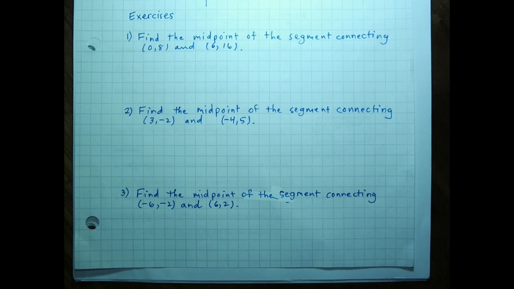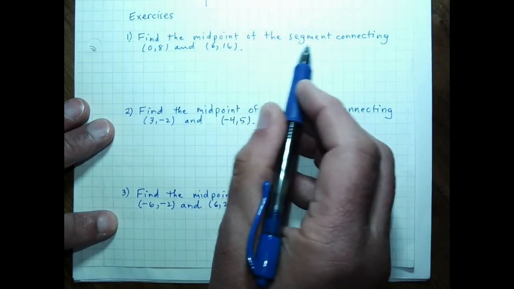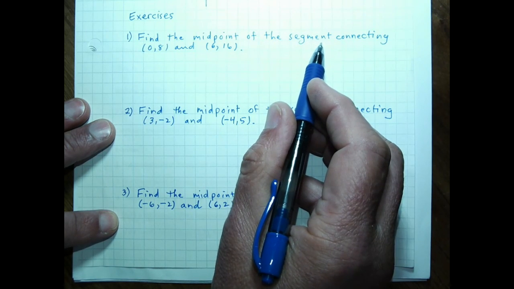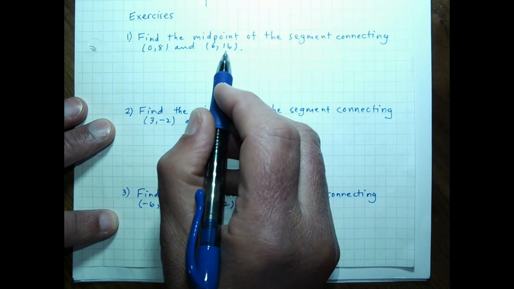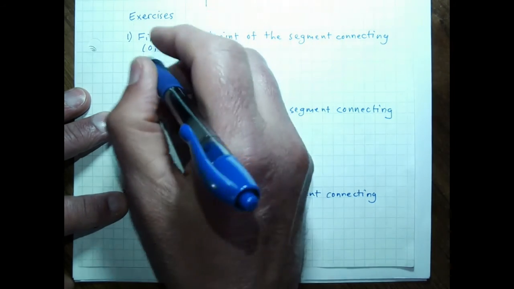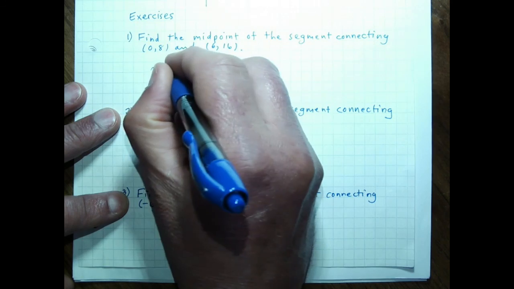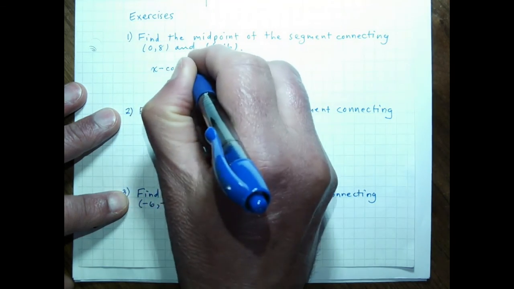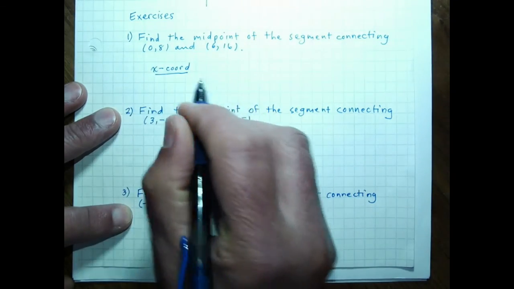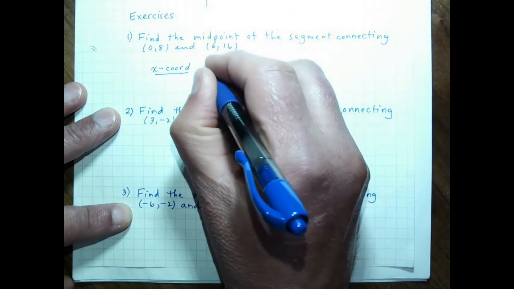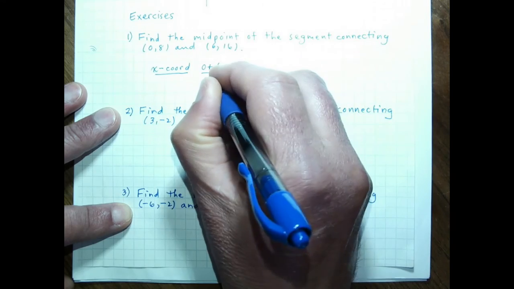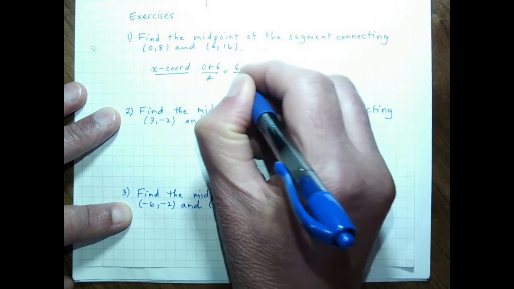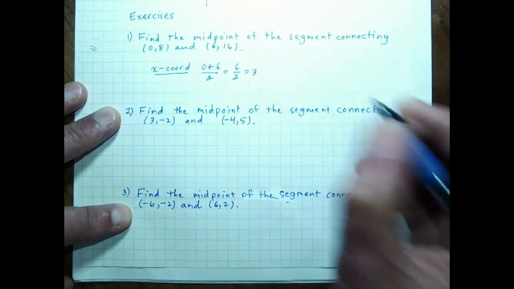So let's go ahead and do our exercises. Find the midpoint of the segment connecting (0, 8) and (6, 16). So we're going to get an x-coordinate, and we're going to get a y-coordinate separately. The x-coordinate I get by adding the two x-coordinates together and dividing by 2. That's 6 over 2, which is 3.